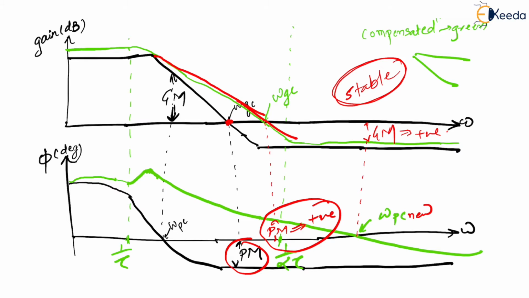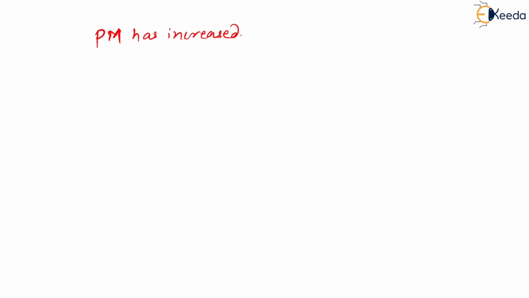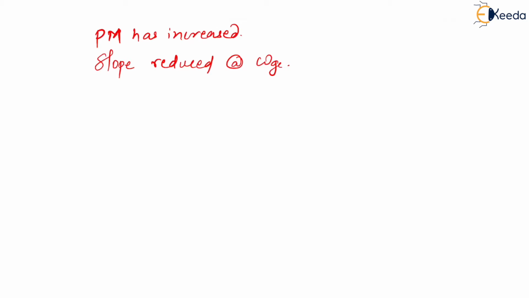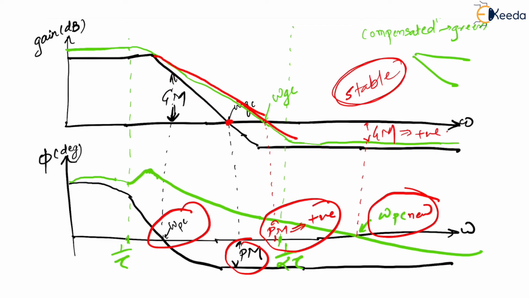Slope became like this, right? Which means slope reduced at omega GC, right? Then next, what has happened? Initial omega PC was here, but now the new omega PC is going to be here, which means omega PC has increased, right?